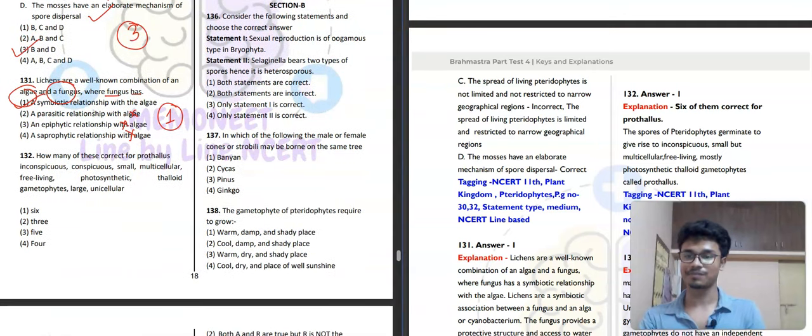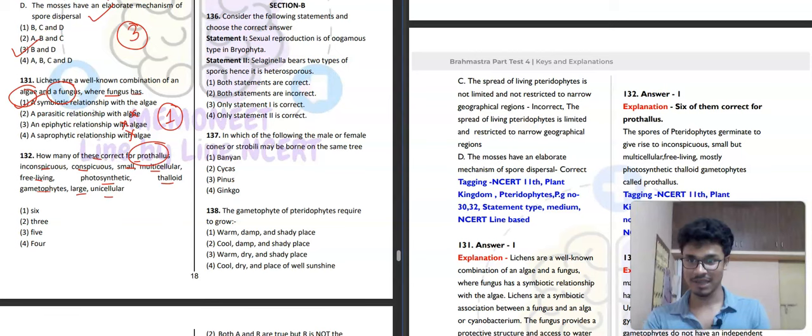It is saying that how many of these are correct for prothallus? Inconspicuous, small, multicellular, free-living, photosynthetic, thalloid, gametophytes, large and unicellular. You can see how intelligently and wisely this question is framed. You need to look at every line, every minute detail of the answer. This question is the example for it.